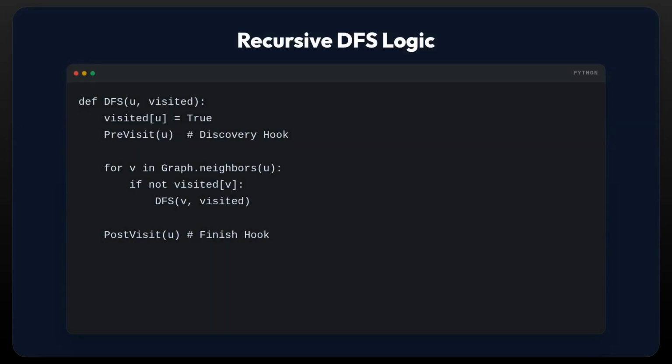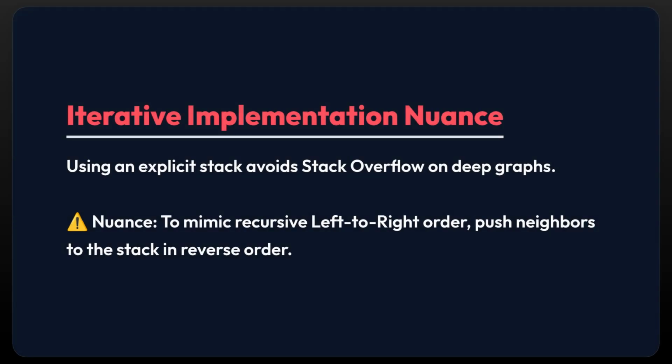Here is the recursive implementation of DFS. It is elegant and concise. We mark the current node as visited, process it, and then recursively call the function for every unvisited neighbor. The post-visit hook, which runs after the recursive call's return, is where the magic happens for advanced algorithms like topological sorting. While recursion is clean, it can crash your program on very deep graphs due to stack overflow.